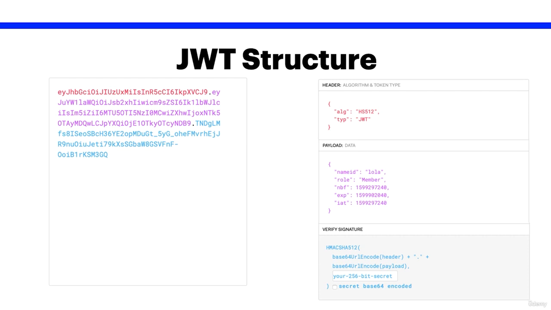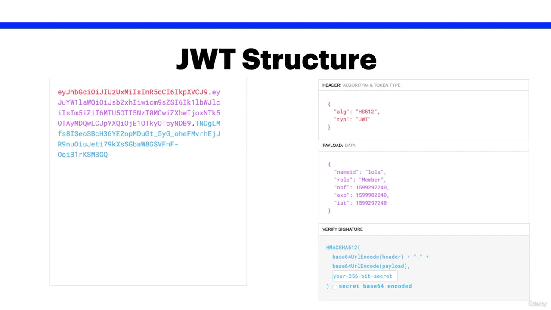The nbf means that the token cannot be used before a certain date and time. We have an expiry date and time for the token, and also when the token was issued at. And as I mentioned, the third part is where the signature is contained, and this signature is encrypted. The token signature, I should say, is encrypted by the server itself using a secure key that never ever leaves the server.